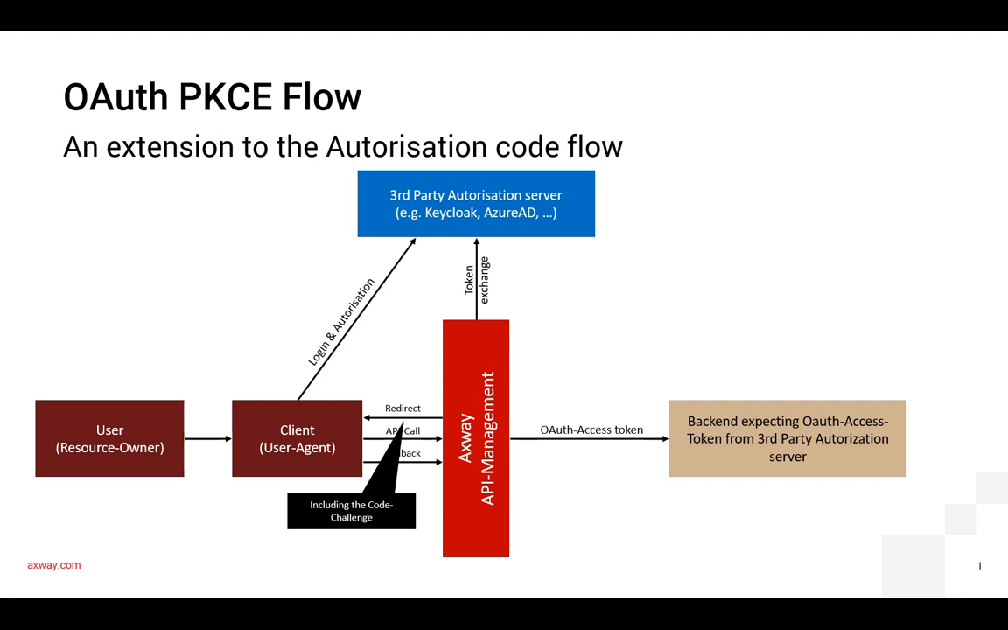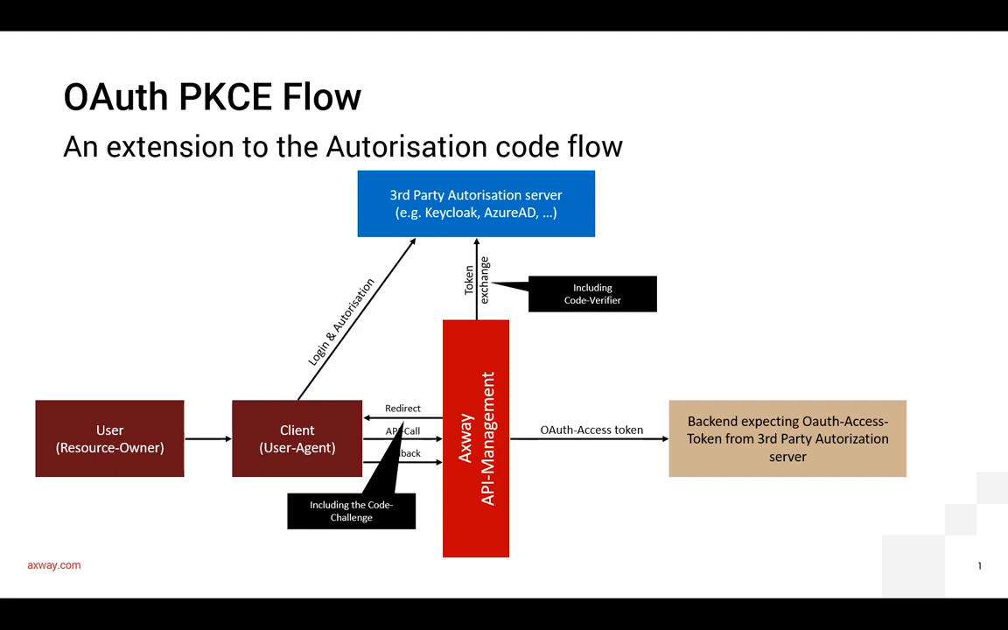That code challenge is then stored on the authorization server in combination with the authorization request. And when the token is to be exchanged, the code verifier the code challenge was based on needs to be transmitted in order to get the token. With that, the authorization server knows that this token exchange request is based on the authorization request. This avoids that someone can just get the authorization code and exchange it into a real access token.